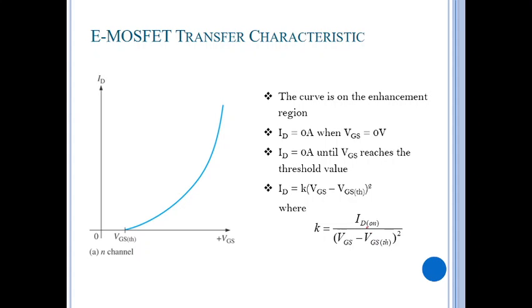So K is equal to ID(on) over (VGS(on) minus VTH) squared. This is taken from the first equation. What is ID(on)? What is VGS? It's actually VGS(on). ID(on) and VGS(on) can be any point. You can take this point, you can take this point, any point in the on condition where the current can start to flow. So let's put this one: this will be your VGS(on), and this will be your ID(on).